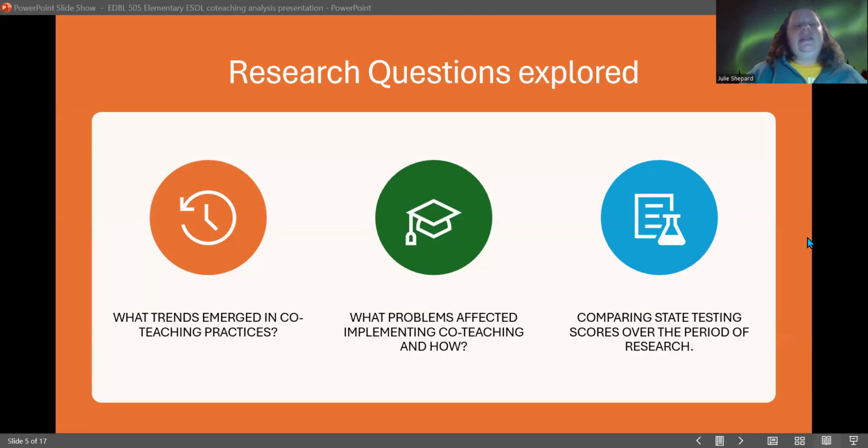So the research questions that they explored: what trends emerged in co-teaching practices? What problems affected implementing co-teaching into the classroom and how? And then they used as a basis for how they recorded students' learning their state scores as the standard by which they gauged whether or not students were learning based on the new model of co-teaching.